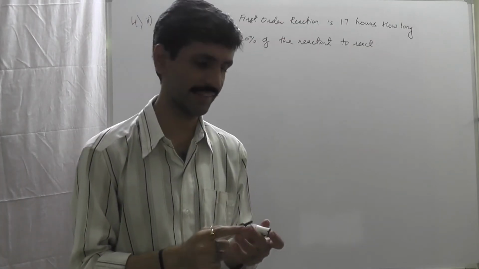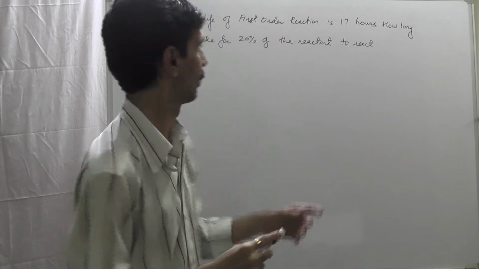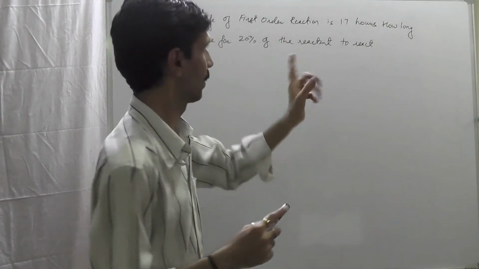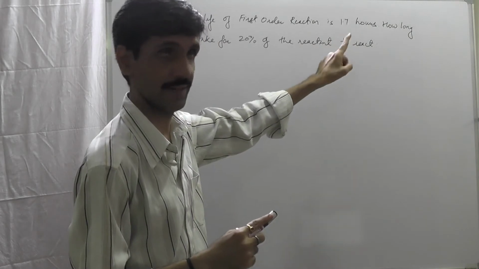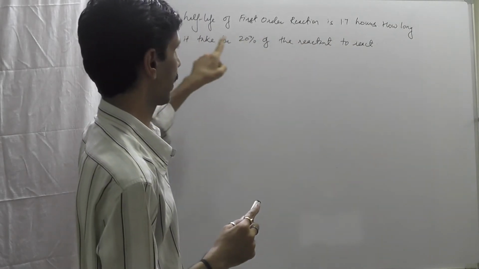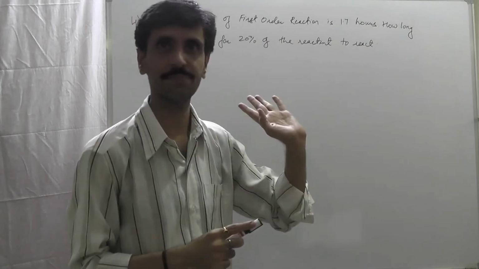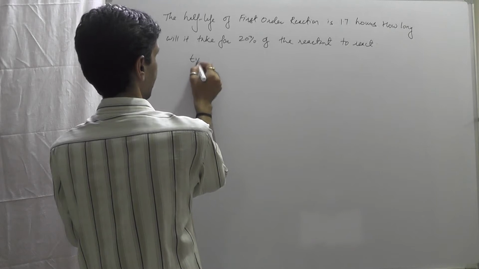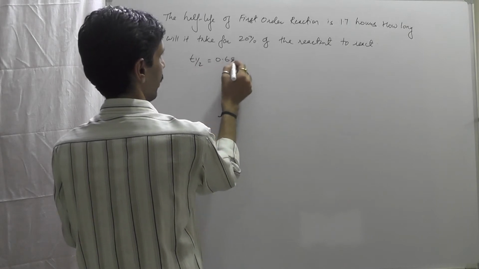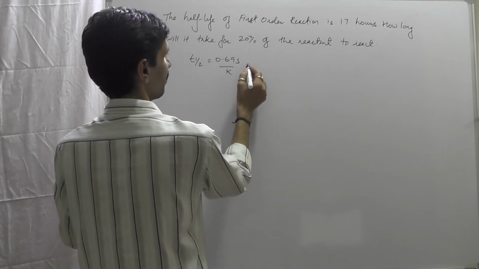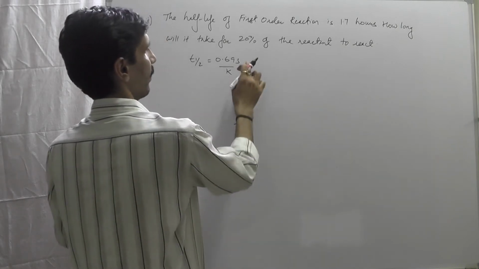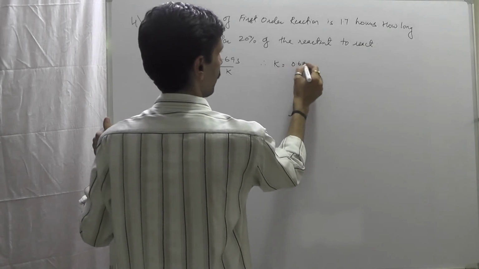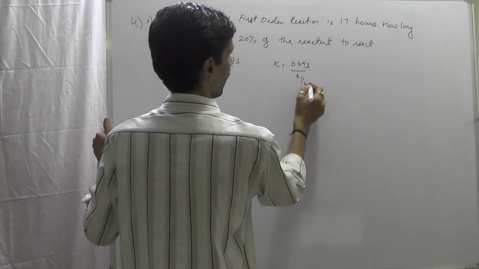Now my dear friends, we go into the second one. The half-life of a first order reaction is 1.7 hours. How long will it take for 20% of the reactant to react? ठीक है, ये है. तो पहले क्या करते हैं, फॉर्मूला आपको बताया, that is t half is equal to 0.693 upon k. So therefore what we do is, k will be equal to 0.693 upon t half.